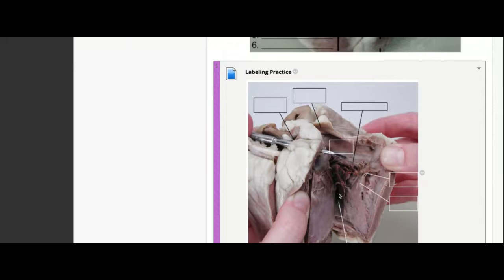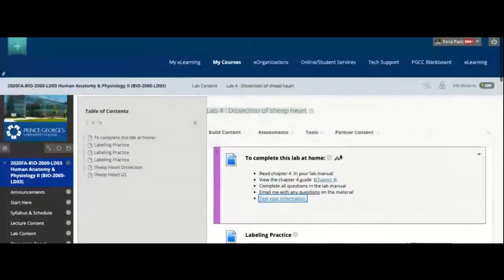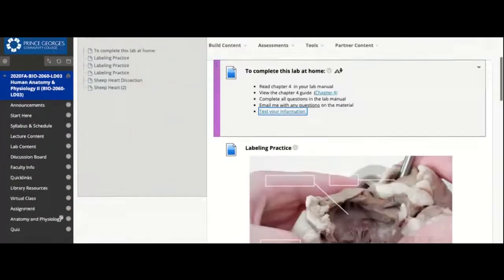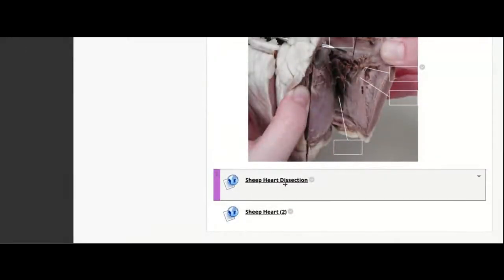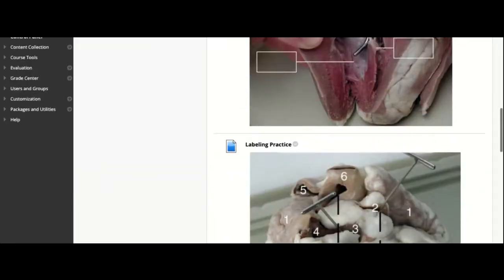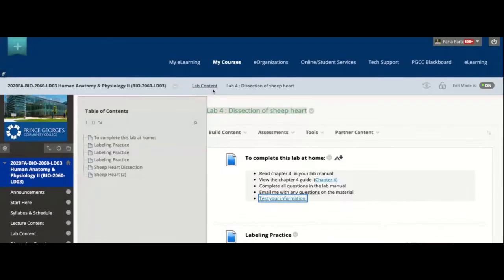So these are the different parts which you can label for yourself, and this picture and also this one. This is the right side of the heart. And next time I will go over these pictures for you. But all of the answers of these pictures are in this guide which you have. So read it completely and then complete these pictures. And after that, you can see 2 videos. The sheep heart dissection is the video which I projected right now for you. And this sheep heart number 2 is Professor Imholt's video. So don't forget to go over all of them. You have the same things for all of your chapters.